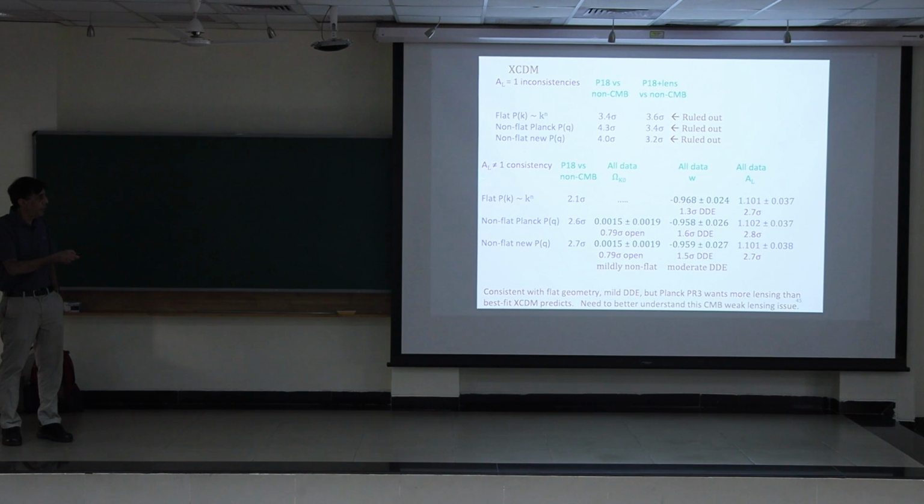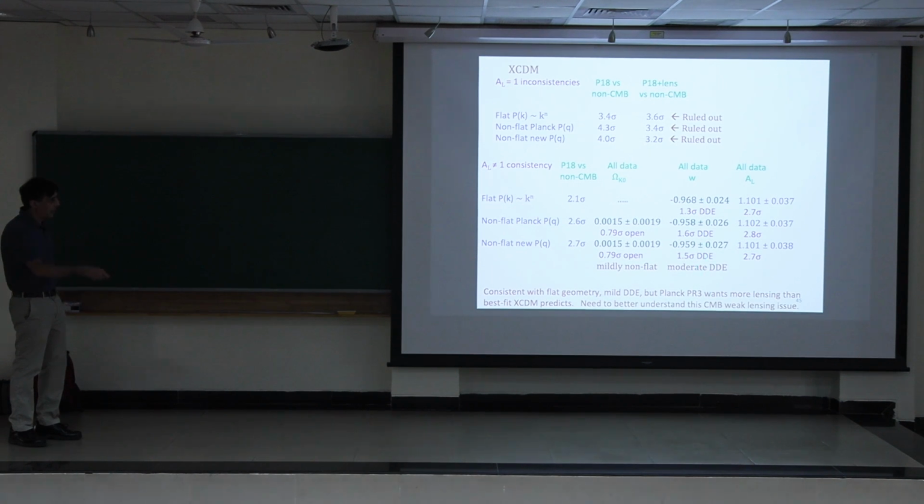So you can go in and put in A sub L as a parameter and let it vary. And then we find that they're no longer 3 sigma plus inconsistent. So you can then jointly analyze these data. And you find some mild evidence for non-flat geometry in this case. It's only about 0.8 sigma. But a little bit more interestingly is that these favor quintessence dark energy.